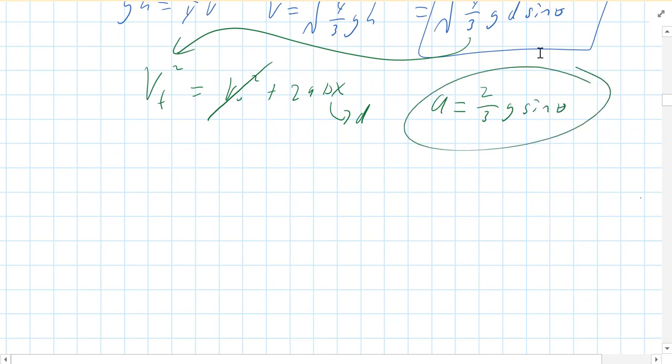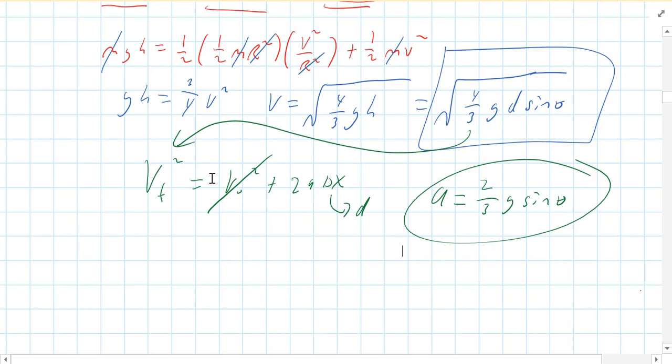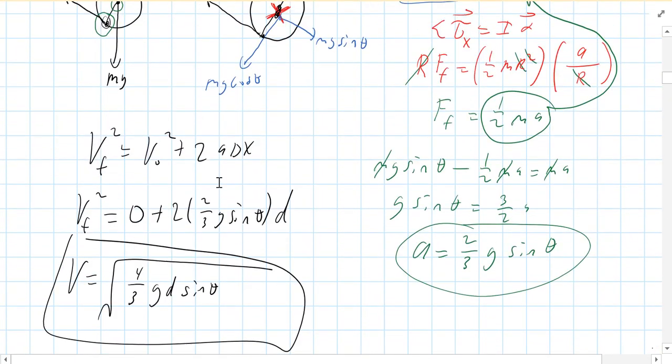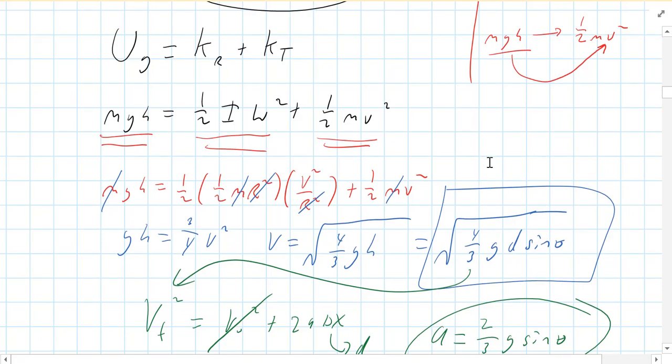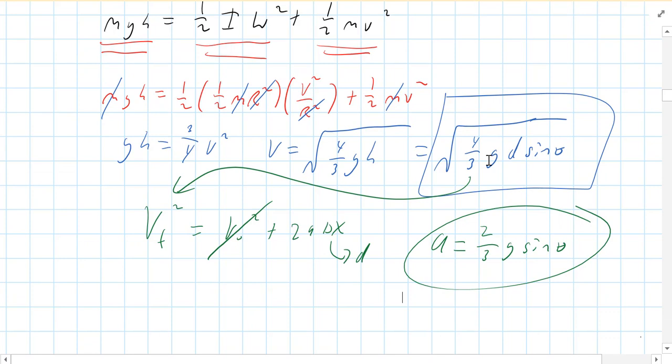So to solve a problem like this, you can look at it either way. You can use dynamics to solve it, or you can use conservation of energy to solve it. There's no preferable way to do it. You pick which way you like better. I personally prefer using energy. I just think it's a little more elegant. But neither one is correct or incorrect.